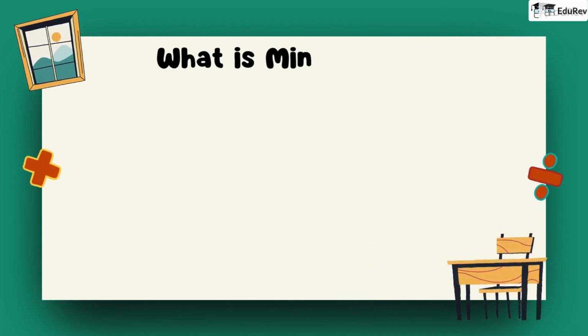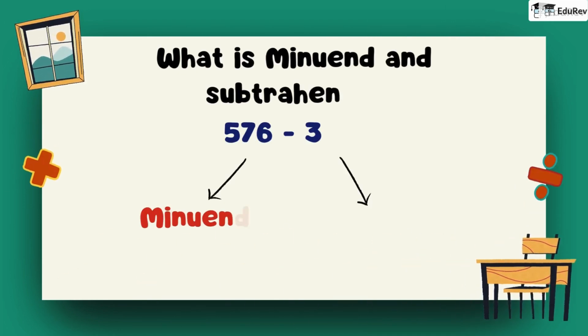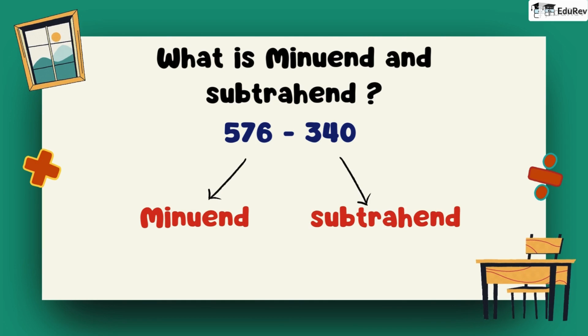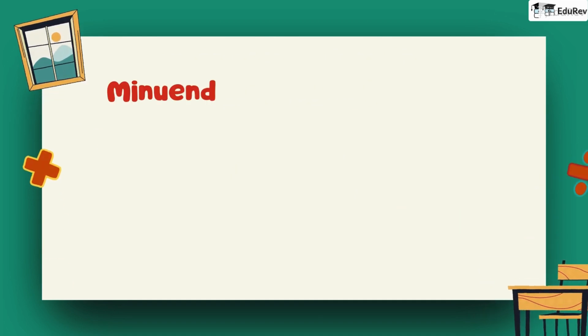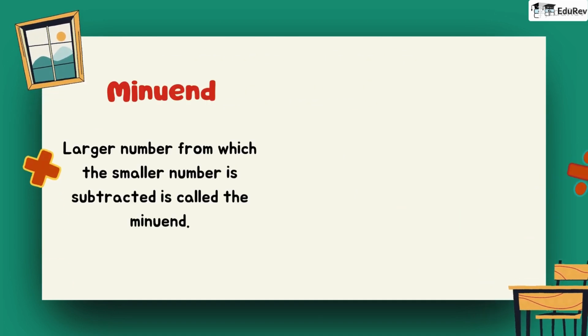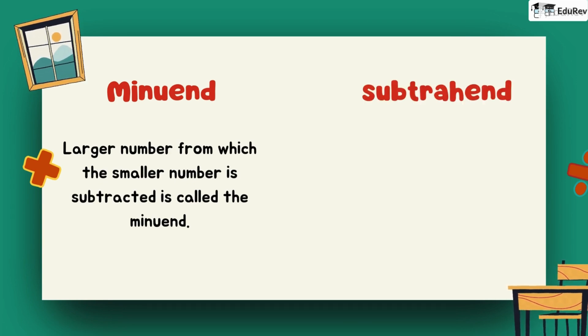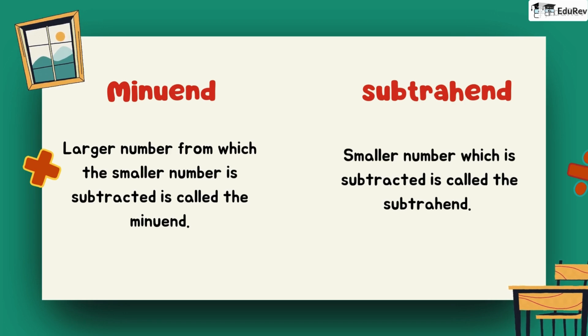What is minuend and subtrahend? Suppose the question is 576 minus 340. Out of this, 576 is the minuend and 340 is the subtrahend. Minuend: the larger number from which the smaller number is subtracted is called the minuend. Subtrahend: the smaller number which is subtracted is called the subtrahend.